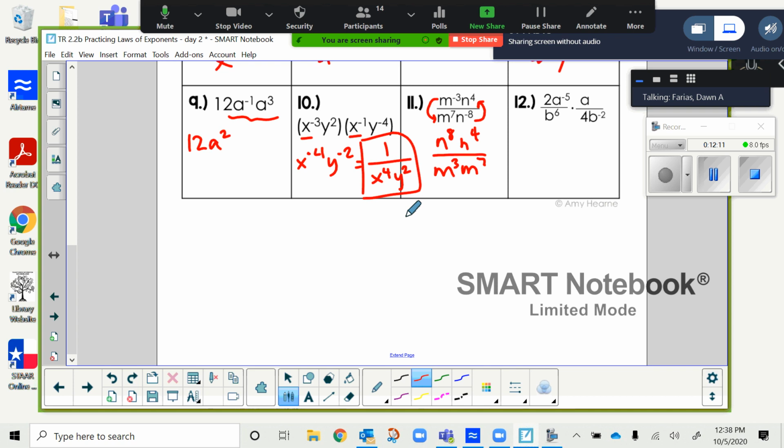But now that you have the same bases on top, when you multiply, you add their exponents. That's from Friday. And same thing on the bottom. You're multiplying the same bases, the base m. And when you add the exponents, you get 10.